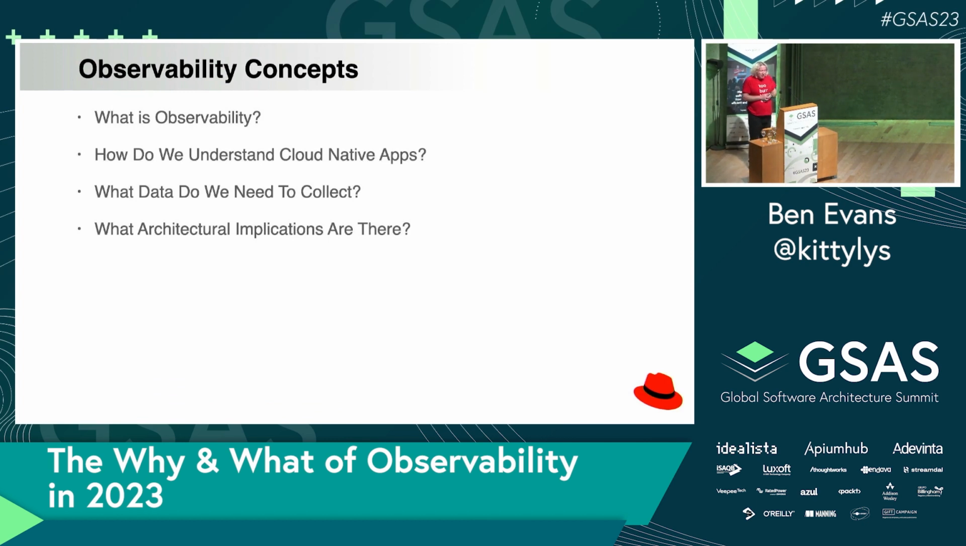So let's move on to the real content of the talk. We're going to talk about what observability is and specifically how we need it to understand cloud-native applications. And as we'll talk about, there are some subtleties and some complexities in there which make it essentially a necessity for cloud-native. We'll talk about the types of data we need to collect, and of course, because this is GSAS, we will also talk about the architectural implications that there are.